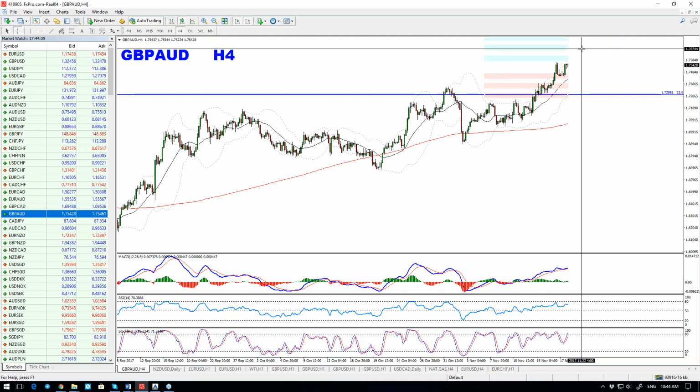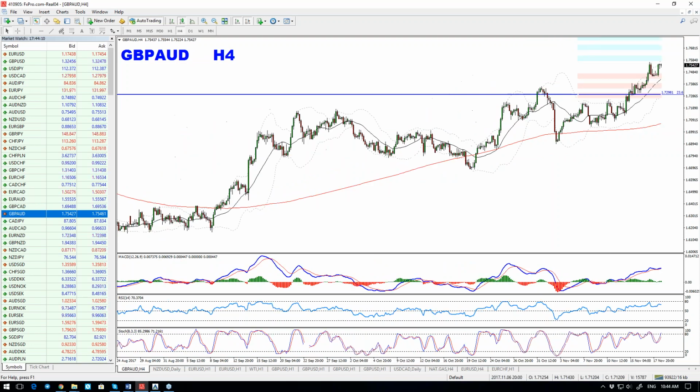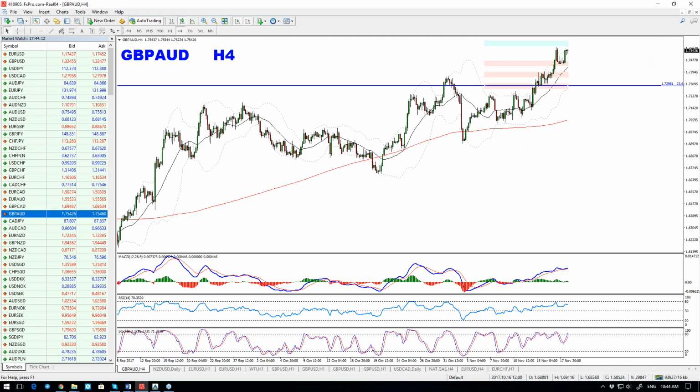I suspect it's going to 177, 178, and then it could take us all the way straight to 182. So bullish it was, bullish it remains on the current momentum.